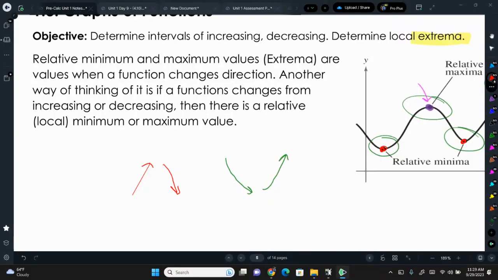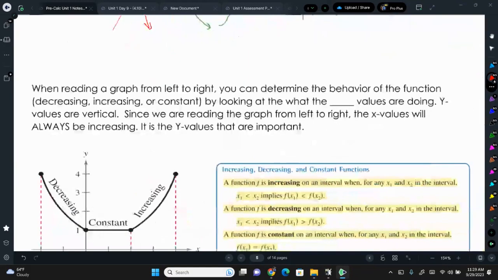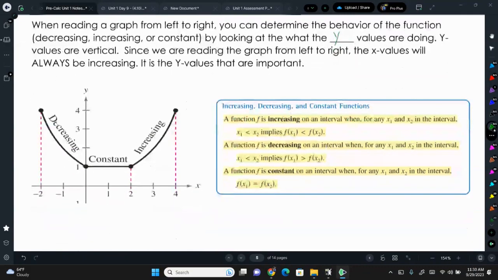So let's review what increasing or decreasing means. When we're reading a graph from left to right, you can determine the behavior of the function, if it's increasing, decreasing, or constant, by looking at what the y values are doing. Okay. The y values, again, are vertical, up and down. And since we are reading our graph from left to right, the x values will always be increasing, but the y values, that's the important part.